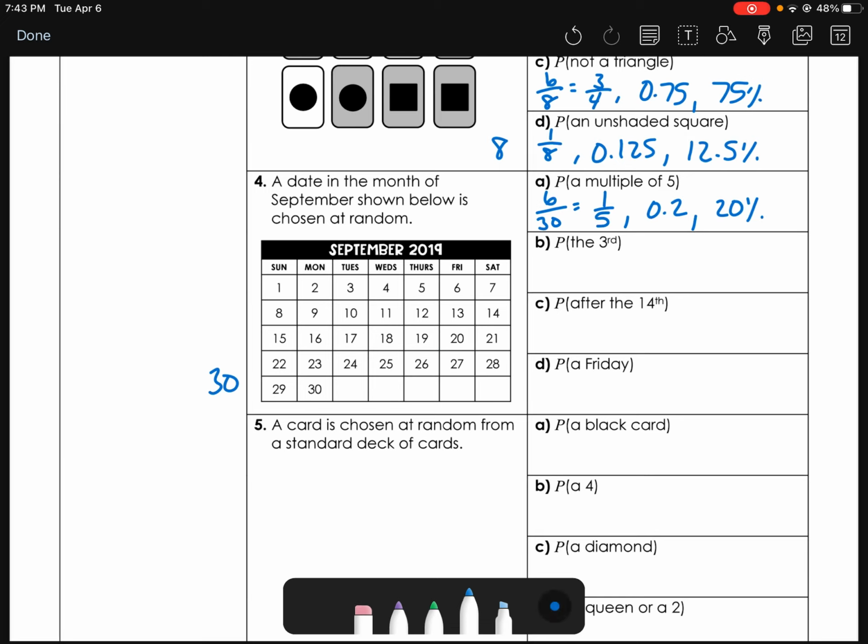Probability that we pick out the third. Well, that's only going to occur 1 time out of my 30. That's already simplified, so I don't have to do anything further. I can divide 1 and 30, and I would get 0.03 repeating. And then when I move the decimal over 2 spots, we get 3.3 repeating percent.